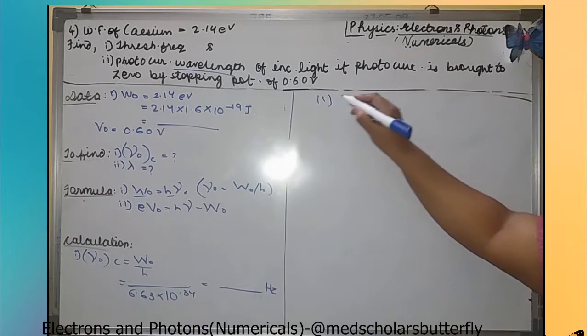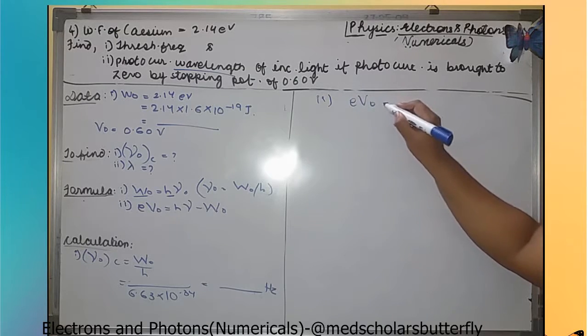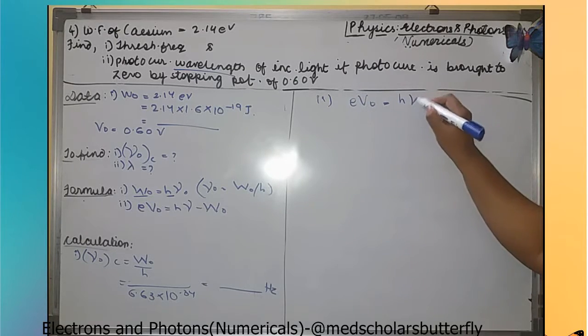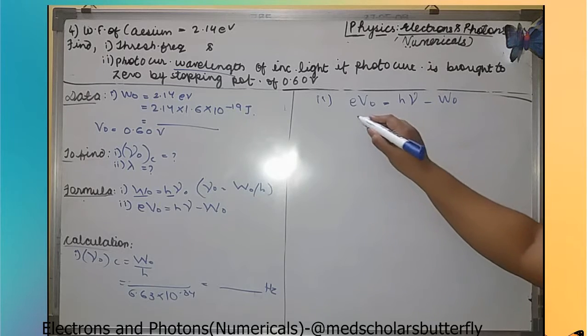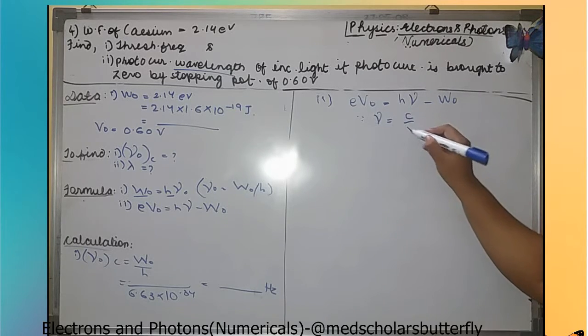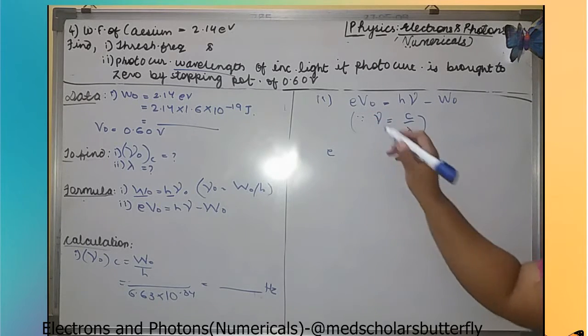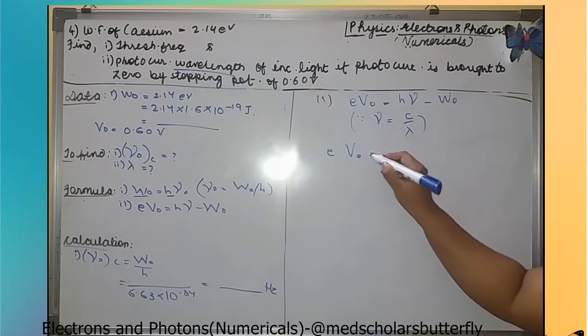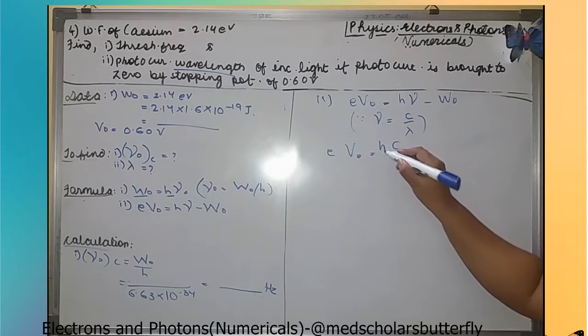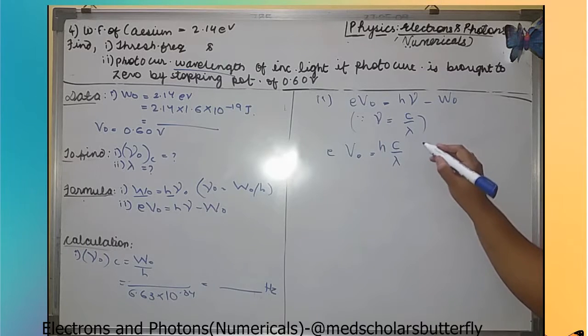Then in the second formula, eV0 equals h nu minus W0. But since nu equals C by lambda, we will substitute it here. It has lambda, so we have to find lambda also, no? So that's why we are changing our formula.